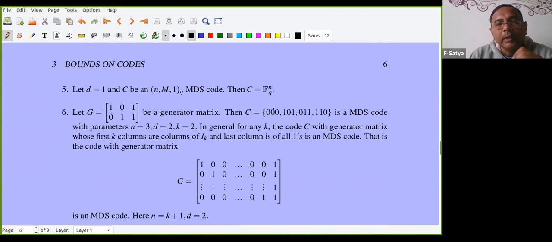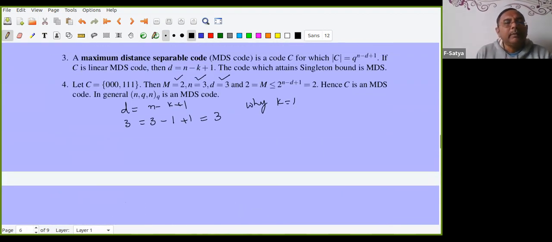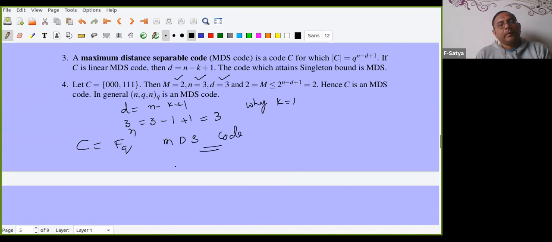So let d equal 1, right? Look at this: my C is equal to the entire F_q power n. Is it an MDS code? That is the question. I'm taking the entire F_q power n as a subspace, so C equals the whole space. It is itself a subspace, right? Now, can you tell me what the n value, k value, d value are?